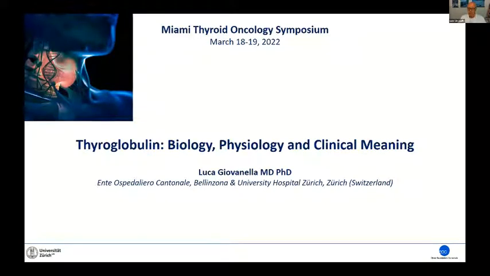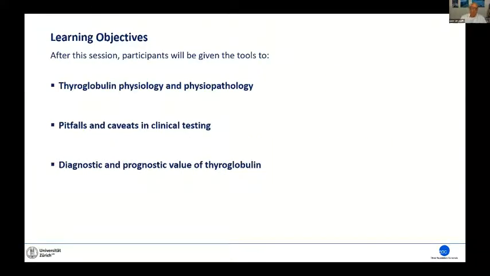Exactly after this series of molecular and sophisticated presentations, now a more clinical and practical presentation on the use of thyroglobulin in management of patients with DTC. My talk will be subdivided in three main points: some basic data on thyroglobulin physiology and physiopathology, then more material on clinical testing, including pitfalls and caveats, and finally a look at the diagnostic and prognostic value of thyroglobulin.